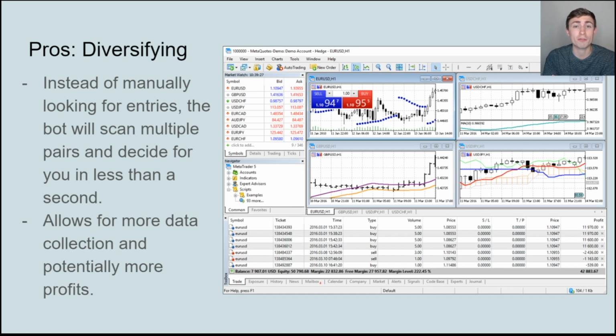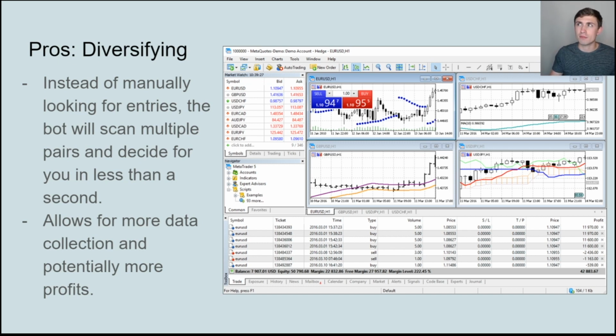I would stick to one first before you get moving on a bunch, but it also allows you to look for multiple different types of setups. You don't have to train your brain to look for just one. You can actually let the bot do it, programmatically, exactly what you told it to do. It allows for more data collection and potentially more profits. If you're running multiple strategies and you diversify by doing different strategies, that can be cool. It's something that I do in my own trading. I have multiple different trading systems running at the same time.